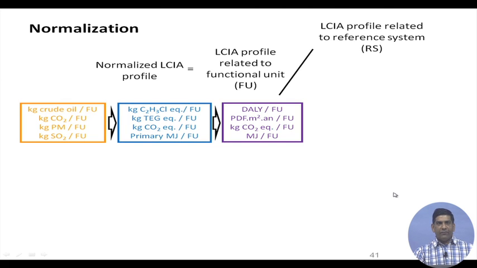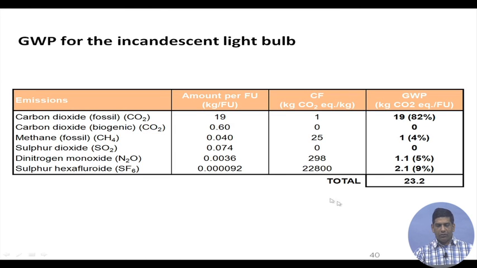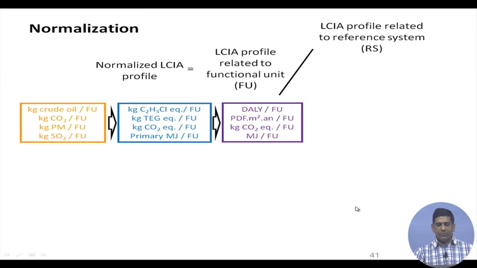Then after you have this impact assessment, in terms of different emissions coming out, now you need to do some sort of normalization. So you do a normalized LCIA profile. What does that mean? We do an LCI profile related to a reference system. Now in any environment, it's not only the product; one particular product, process or system is there, but it is a part of a bigger environment.